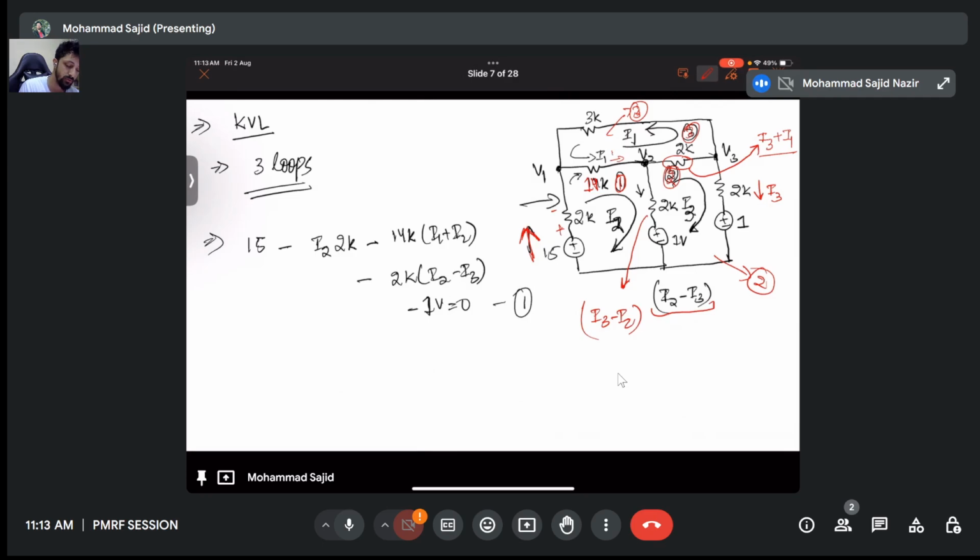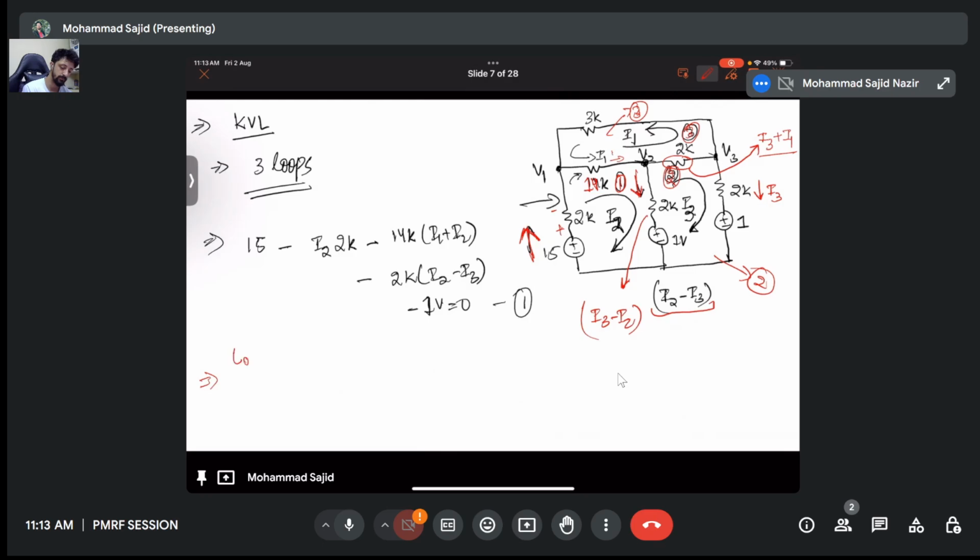And then we go through this resistor. This has a drop of 2 kilo ohm. And what is the current? I2. And I3 is flowing in the opposite direction. So it will be minus I3. So 2K times (I2 minus I3). And then a drop in potential of 1 volt, so minus 1 volt equal to 0. Now, let's say this is for loop 1.